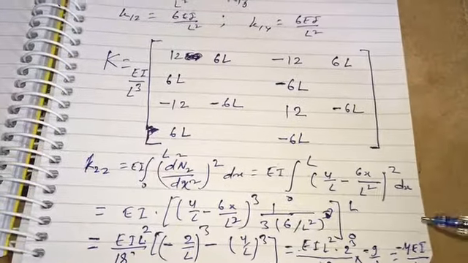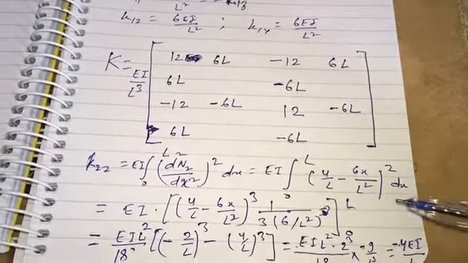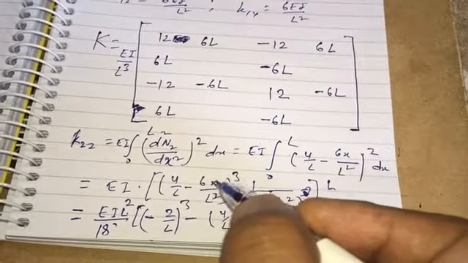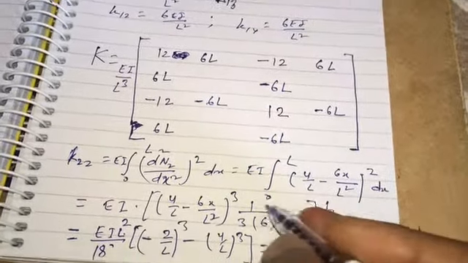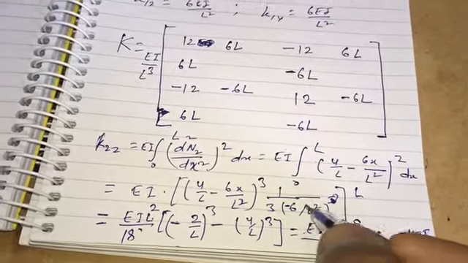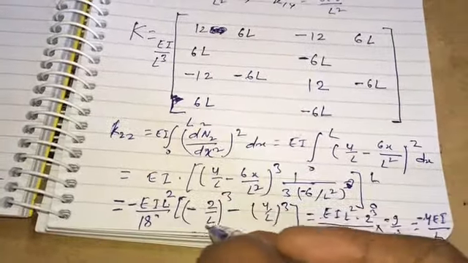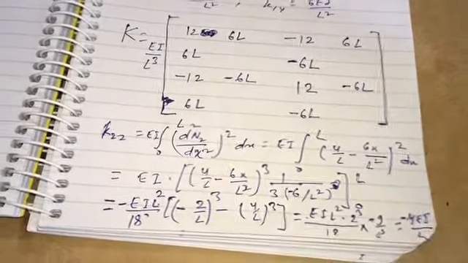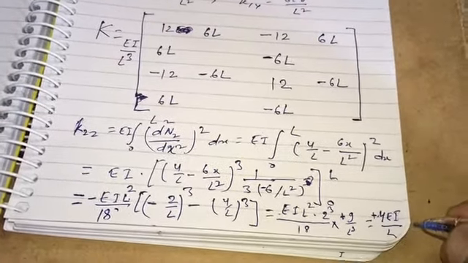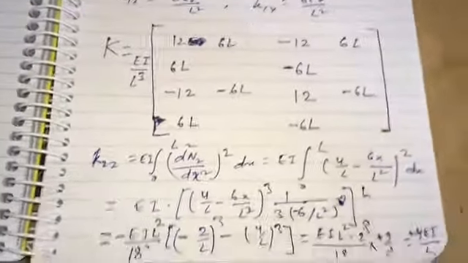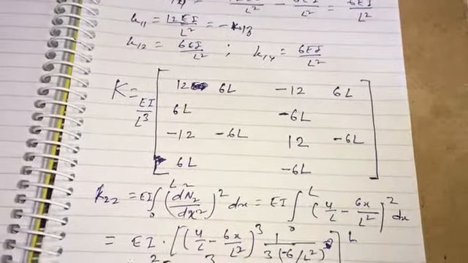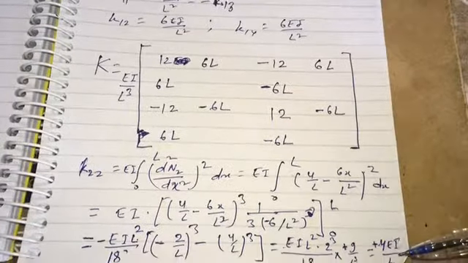Okay, so something is wrong though, because this K22 is a diagonal term, it cannot be negative. So here we have to divide by minus 6 over L square. So here it should have been minus here. So hence you get minus times minus, plus. Okay, so this should be plus. We get plus 4EI over L. Okay, so now it's correct. So remember, the diagonal term should always be positive, should not be negative. So we have to get K22 equal to 4EI over L.